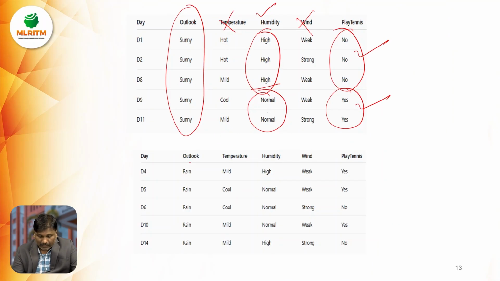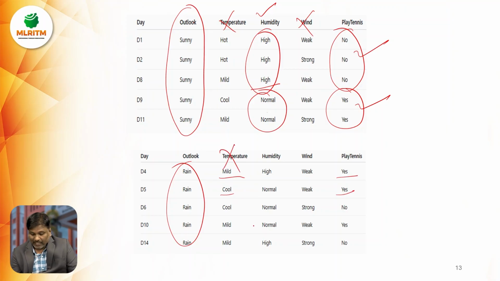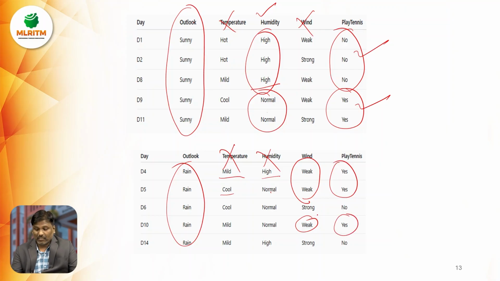Okay, next coming to the rain. Coming to the rain condition, temperature mild and cool. For mild we are getting yes, and cool also we get yes. So temperature is not suitable to classify the rain. And coming to the humidity, high is also yes, and normal is also yes. So humidity is also not suitable to classify the rain. And next coming to the wind. Wind condition, weak and strong. Whenever wind equals weak, play is yes we got.